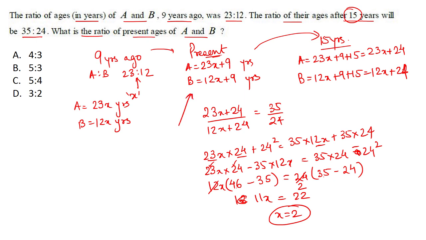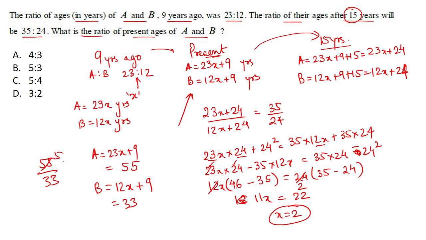23 into 2 is 46, plus 9. So the present age of A is 23x plus 9, that is 46 plus 9, which is 55. And the age of B is 12x, that is 12 twos are 24, plus 9, that is 33. So the ratio is 55/33. 11 5s are 55, 11 3s are 33. The answer comes out to be 5:3. So the answer is option B.